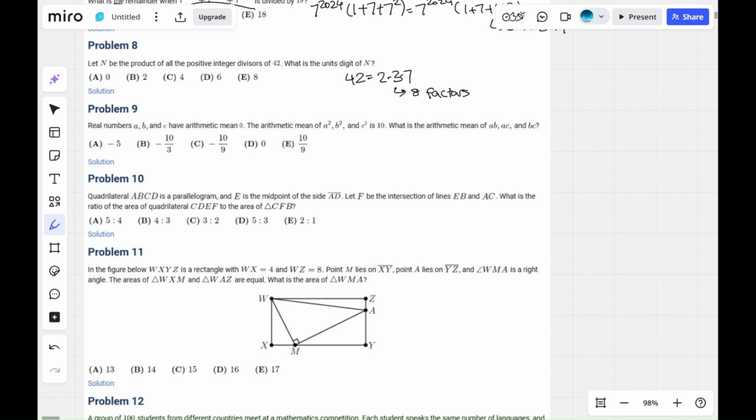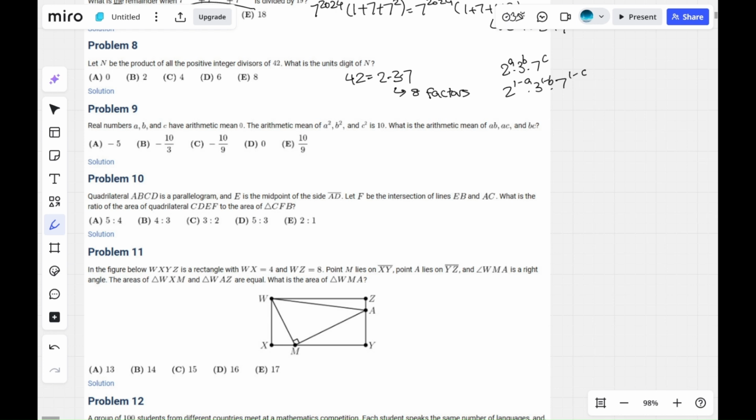And we can pair them up so that each pair has a product of 42. So we can just take 2 to the a times 3 to the b times 7 to the c, and then take 2 to the 1 minus a times 3 to the 1 minus b times 7 to the 1 minus c. And we see that 42 is not a perfect square, so that means that no factor is going to be paired with itself.